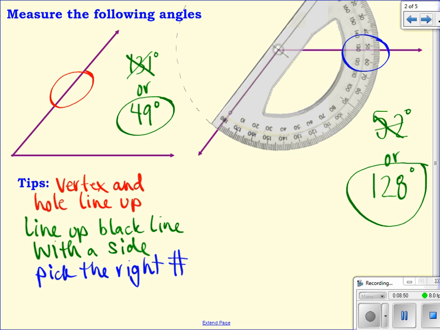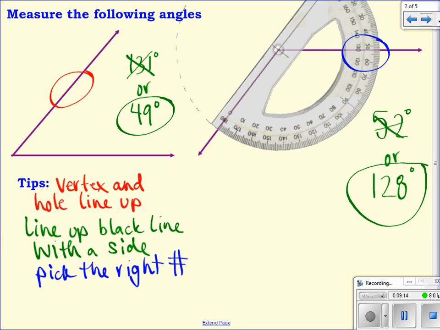Questions? You don't need to give me both answers and then circle the right one. You can just tell me the right one. I'm just going through that process to make sure that you slow down and ask yourself, okay, which number should I pick here? Don't just automatically pick the number that's closest to the middle of the protractor, okay? Questions on that? Can we move on?